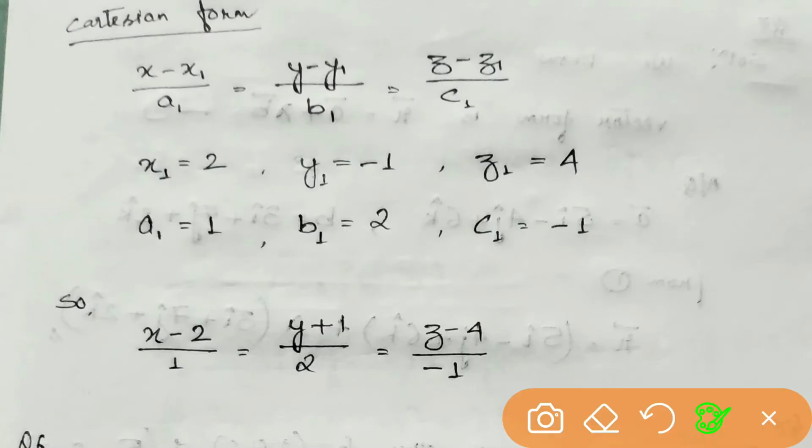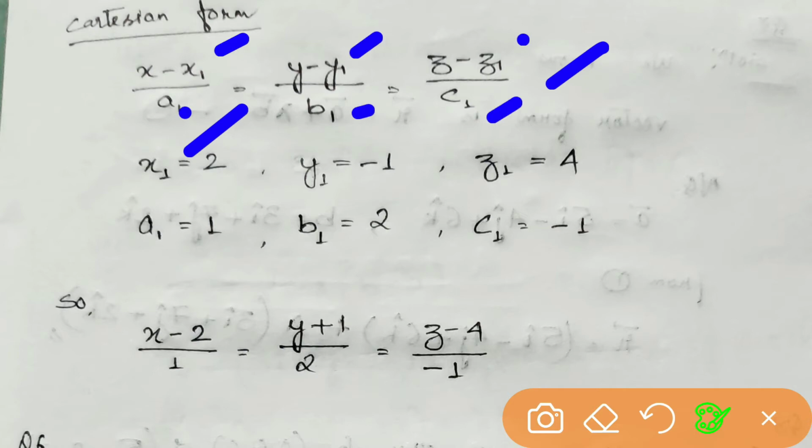Okay, our Cartesian form looks like this, right? So the problem here is x1, y1, z1 and a1, b1, c1. Now look at the question and think, which one will give you x1, y1, z1 and which one will give you a1, b1 and c1? The point will give you x1, y1 and z1. So what is your point?